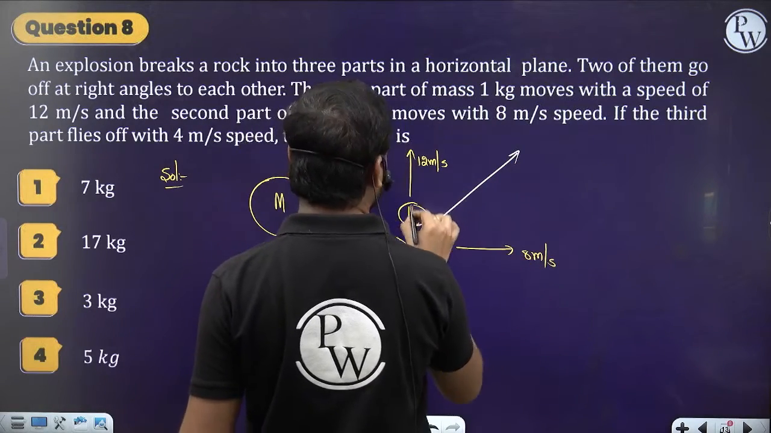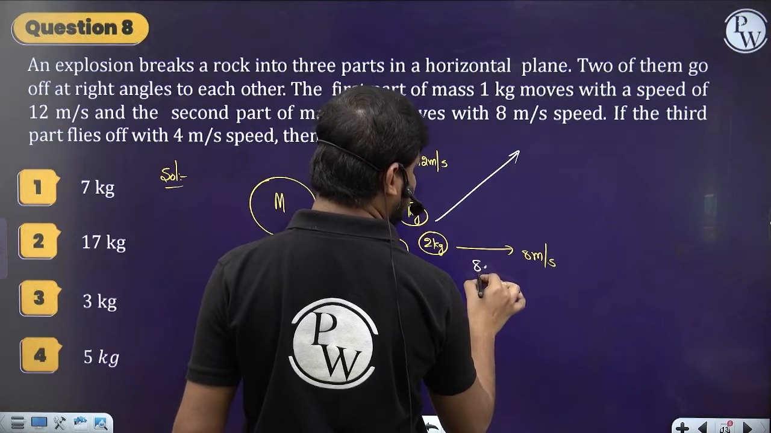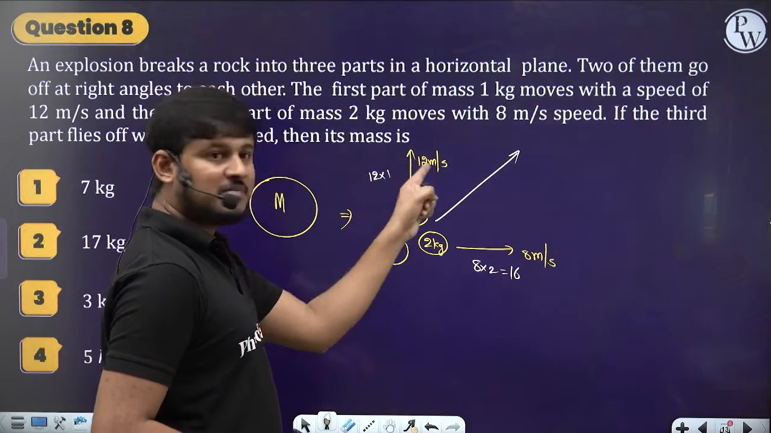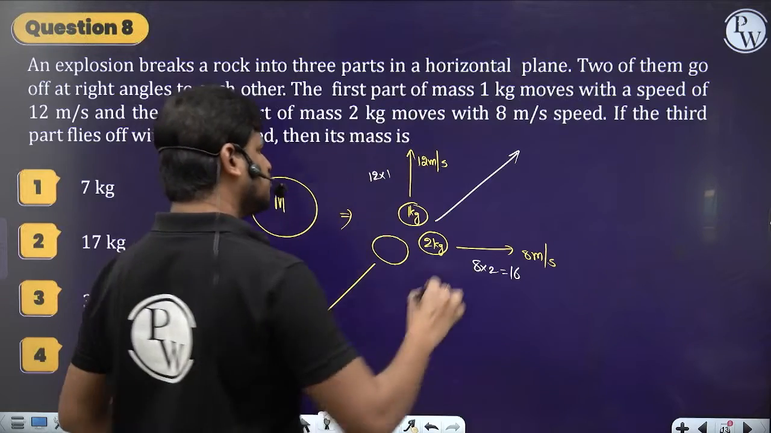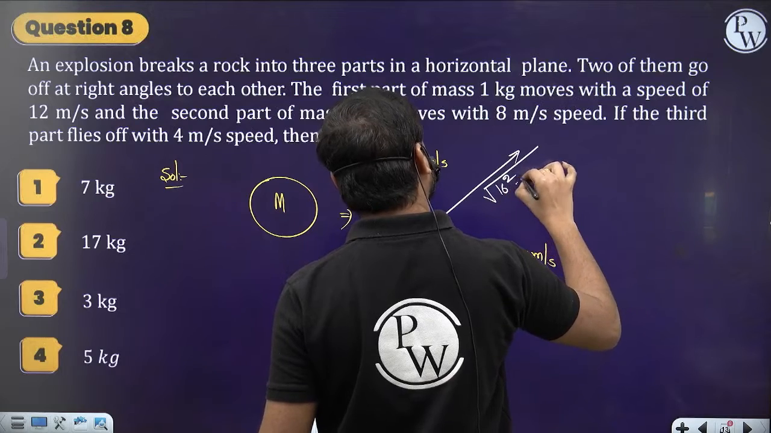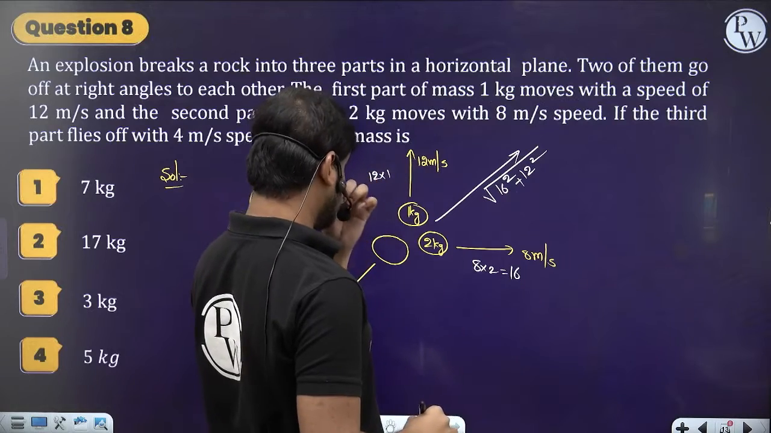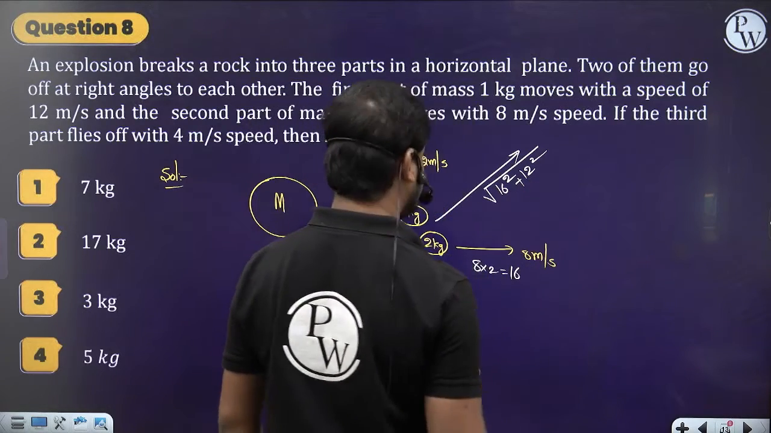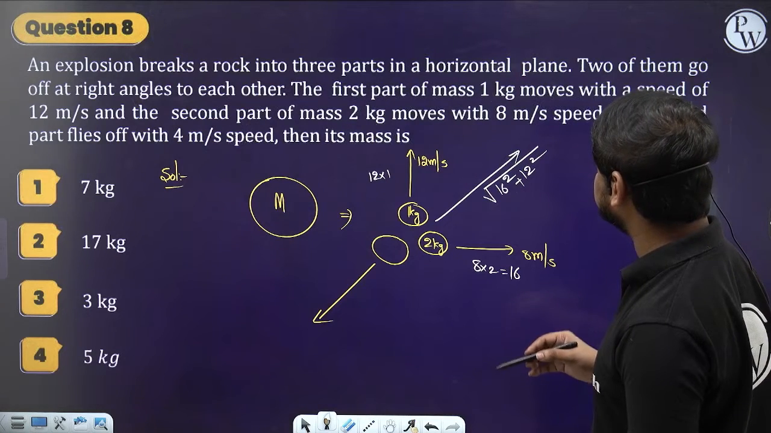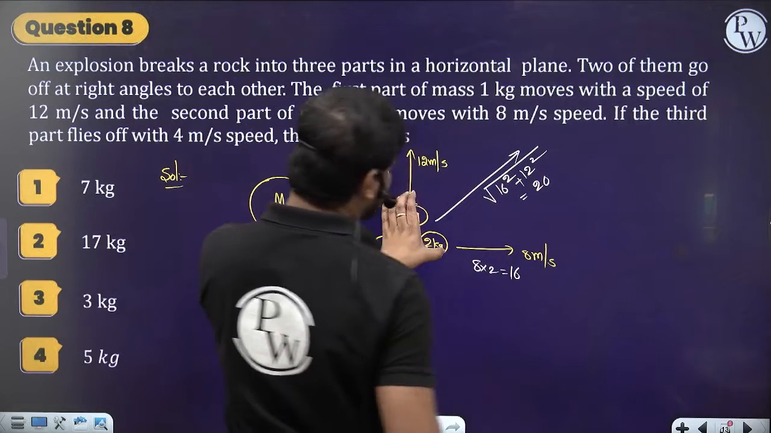I can directly write the momentum of this is 12 into 1, 12, and the momentum of this is 8 into 2, so 16 is the momentum of this. Yes or no? Mass into velocity. So the net momentum of these two will be square root of 16 square plus 12 square. Total, how much do we get? 144 plus 256, 144 plus 256 means 400. So 400 means this is 20 we get. The net momentum of these two is 20.